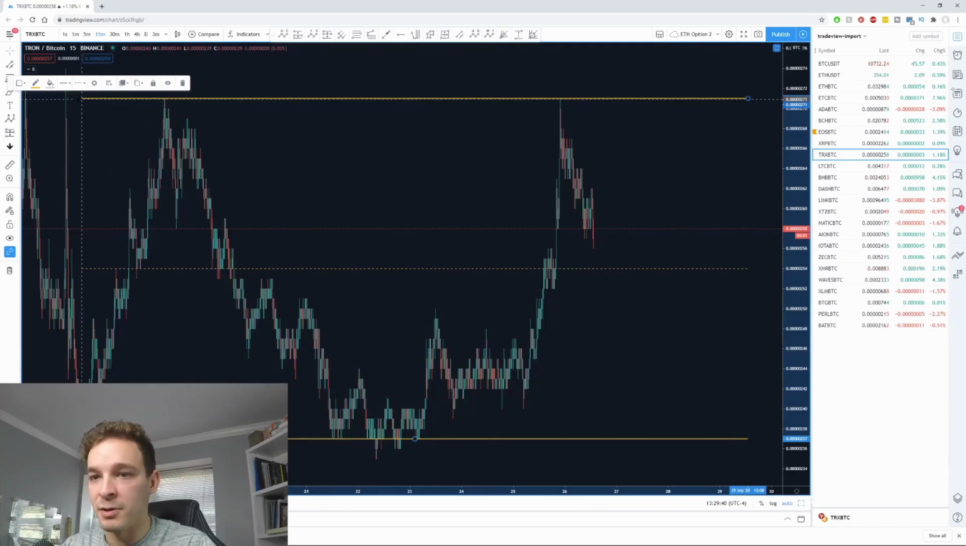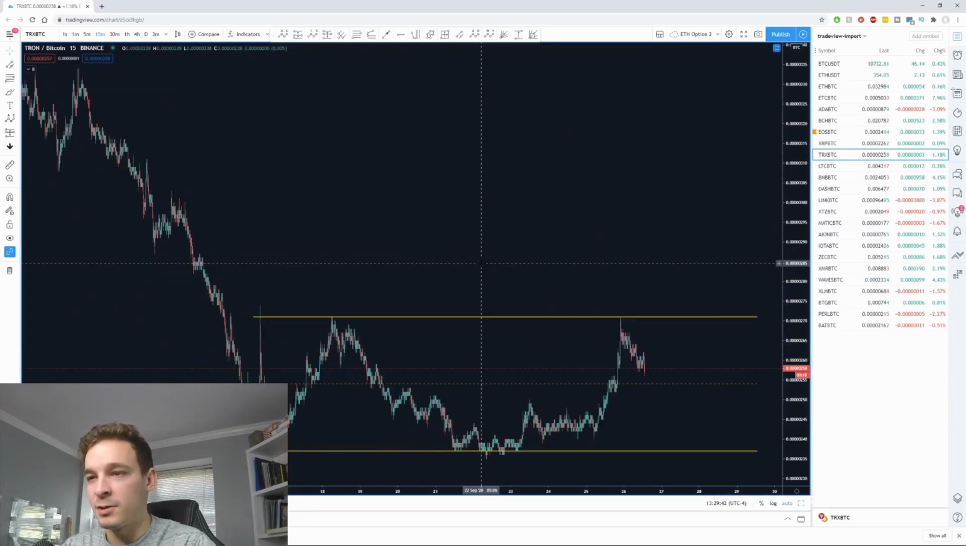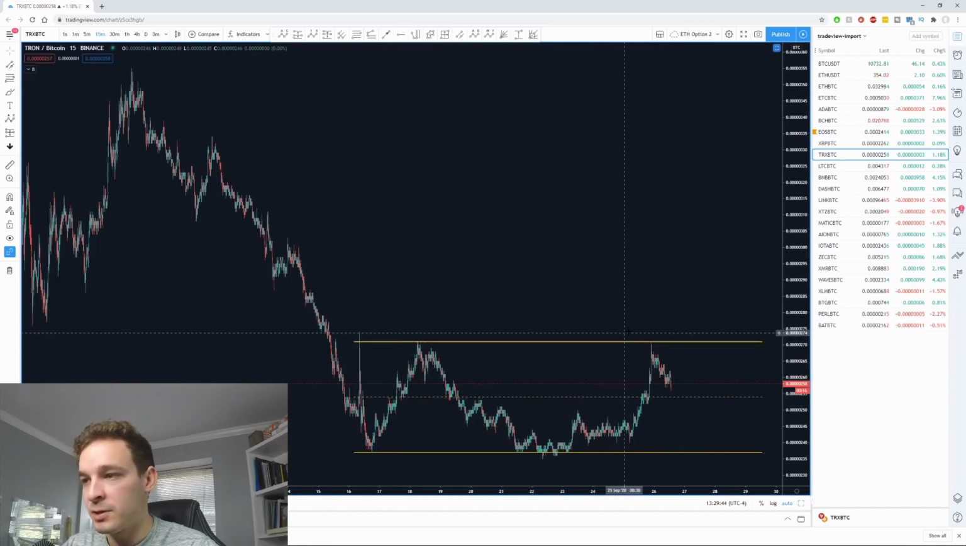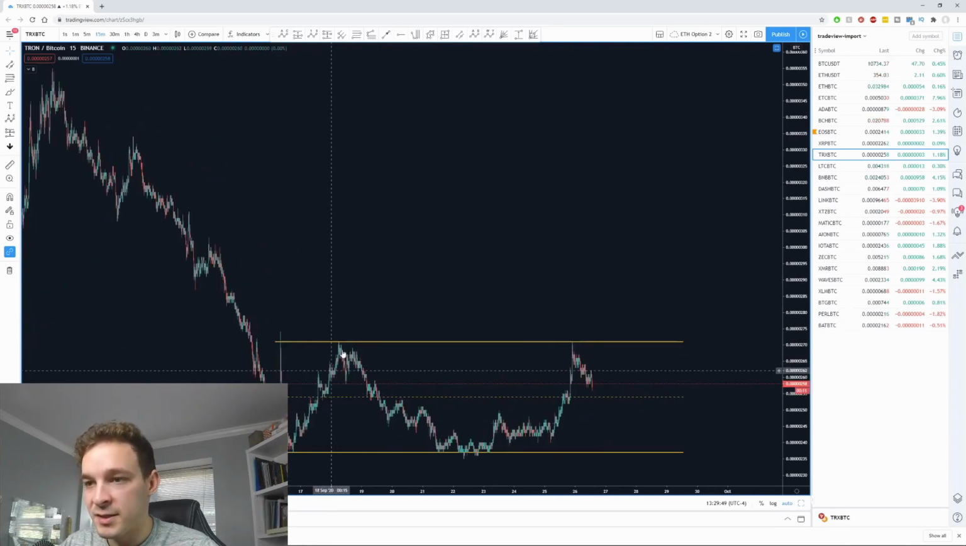Let's pull this sideways so we can make sure we include all of it. And you can see we're just trading in between these lines right now. So it's hard to get a sense of whether we're going to be trending upwards or downwards next. We would want to see a breakout of this channel.